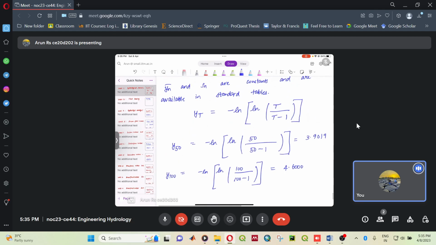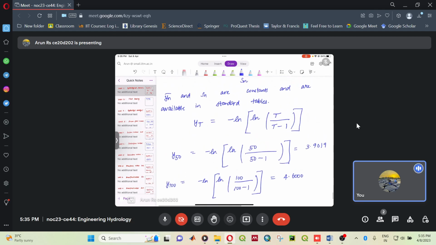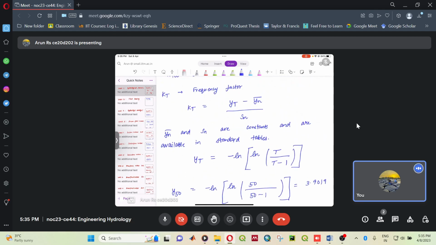So now we are going to substitute Y100 and Y50 in the Kt equation, and we are going to determine what is the value of Y100 minus Y50.